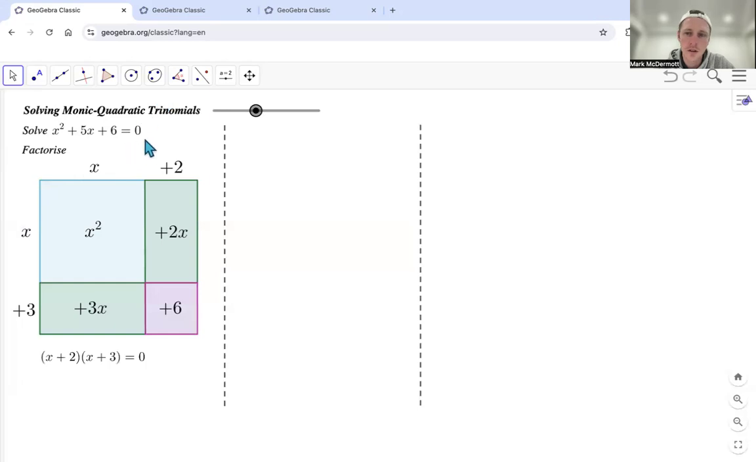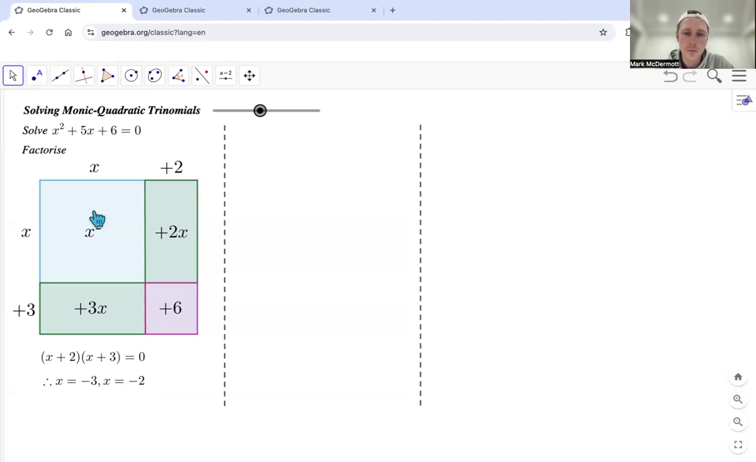And we know that that whole thing equals 0. And then we have to apply what's called the null factor law. So if x plus 2 multiplied by x plus 3 equals 0, then either x plus 2 equals 0 or x plus 3 equals 0. I might make another video to explain that in more detail, but hopefully you've seen that before. And you get x equals -3 and x equals -2 as your solutions.